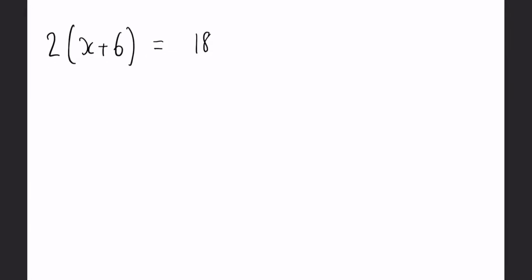2 bracket x plus 6 equals 18. Now I'm actually going to split the page up into two here because there's two main ways we can do this. The standard way that I would recommend doing, if you aren't very familiar with this topic, is whenever you see a bracket, expand it. So 2 bracket x plus 6. Again, if you haven't seen my expanding video, please go and watch that first. That will help a lot here.